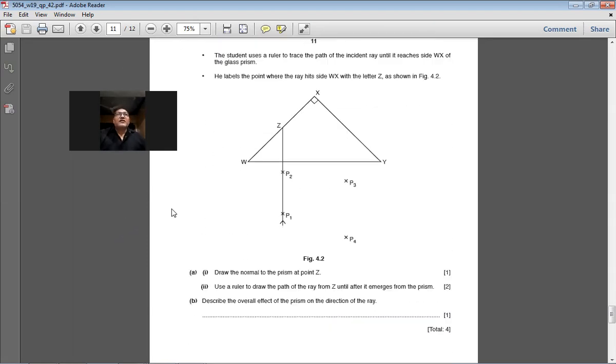Okay, so we are here. The student uses a ruler to trace the path of the ray until it reaches the side WX of the glass prism. He labels the point where the ray hits the side WX with the letter Z as shown in figure 4.2. Question number 4A, and the first part is: draw the normal to the prism at the point Z. So it's a very easy question.